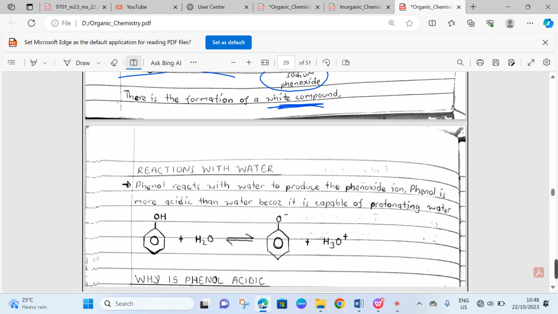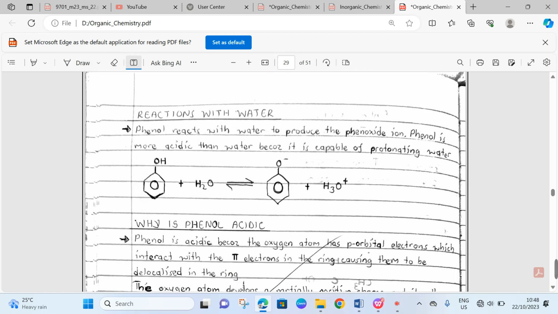That's all. Reactions with water. Phenol reacts with water to produce a phenoxide ion, right? To produce a phenoxide ion. Phenol is more acidic than water because it is capable of protonating water. That's what makes it acidic. It is able to donate a what? Proton.